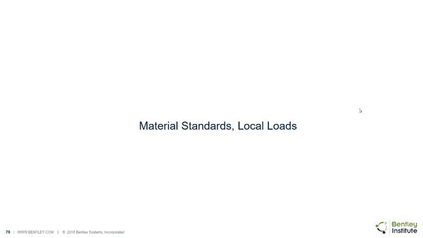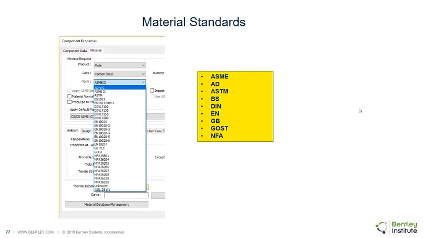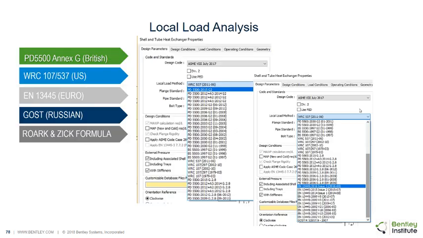Let's look at some material standards and local load methods now. Most widely used material standards are available in AutoPIPE Vessel, specifically ASME, AD, ASTM, BS, DIN, EN, GB, GOST, and NFA. The local load analysis can be performed as per PD 5500 Annex G, WRC 107/537, EN 13445, GOST method, and also Roark and Zick formulae.